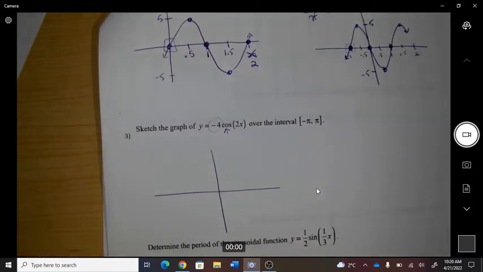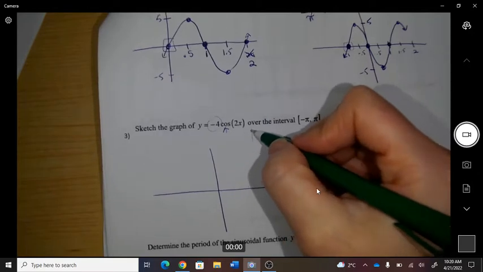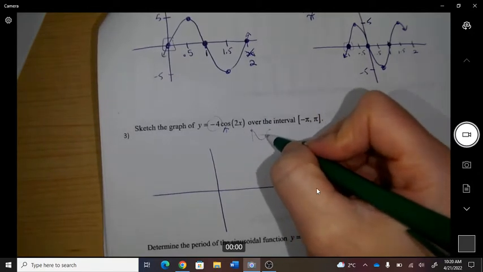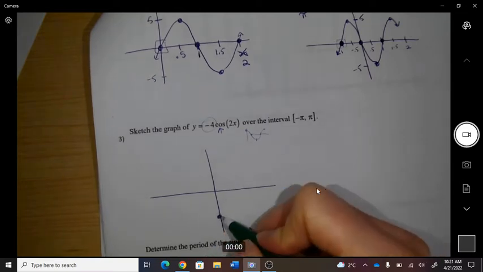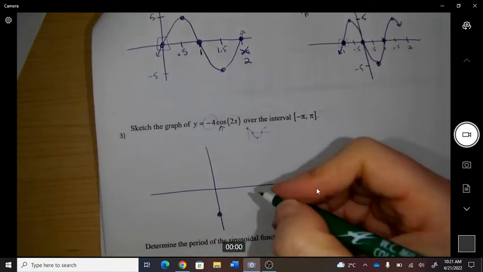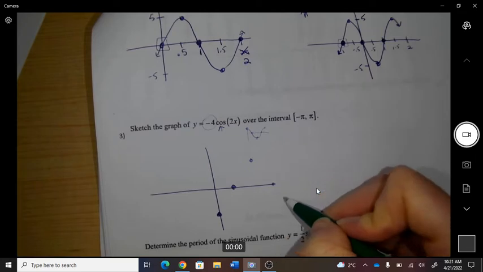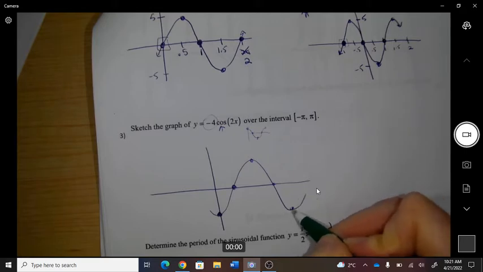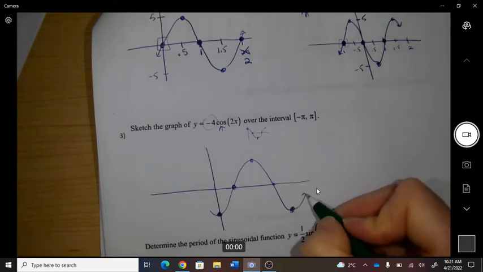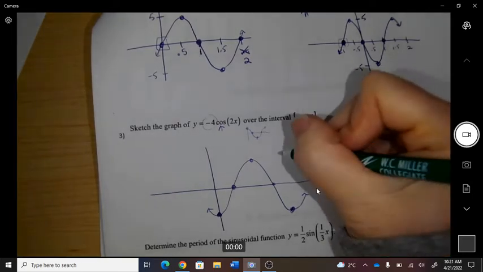Sketching this graph, it's a cos curve. Okay, I'm going to apply the negative right away. So remembering the cos curve normally starts on the top. Can you imagine flipping that, reflecting it? So now this is going to start on the bottom instead of the top. Middle won't change. This bottom will become the top. Okay, can you see my reflected cos?